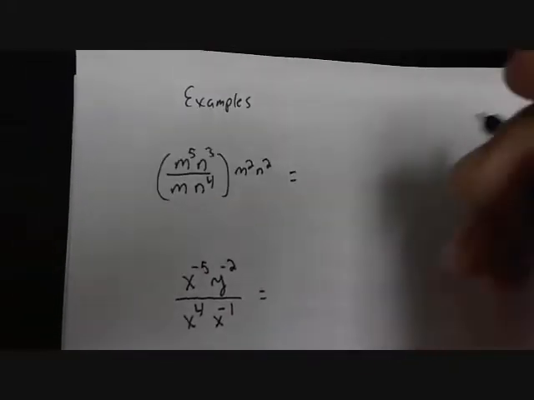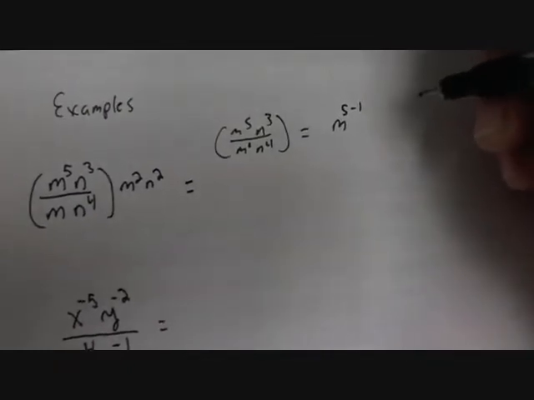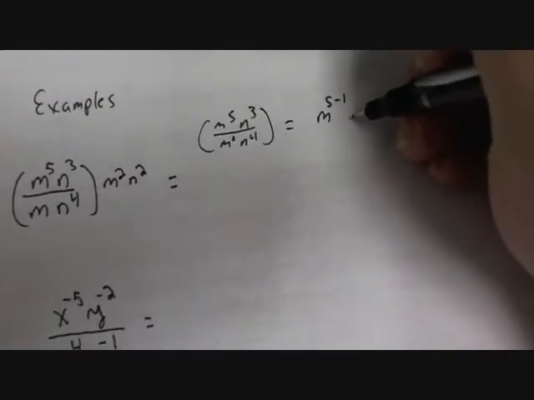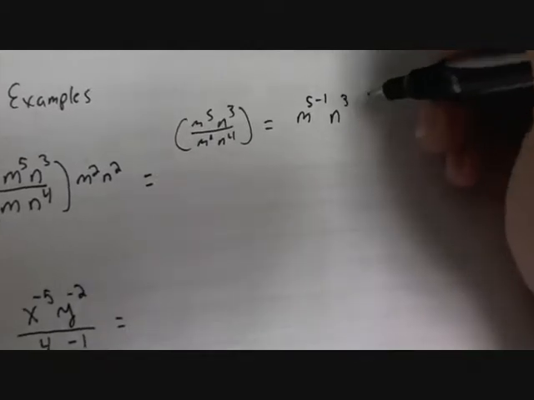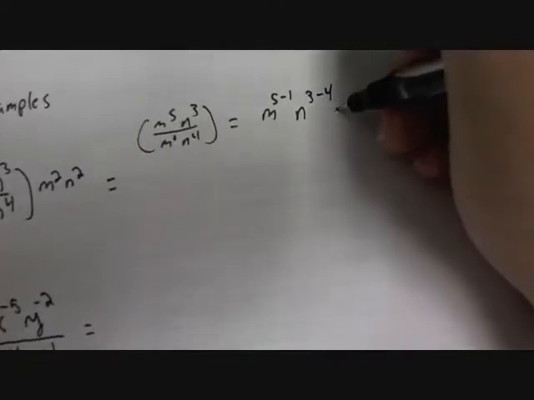Alright, first things first. We always do everything inside the parentheses first. So let's take care of the first one. The first part is m to the 5 n cubed over m n to the fourth. Remember, this is just the quotient. So this is the same thing as saying m to the 5 minus 1, because m is just the same thing as m to the 1, and then n to the 3 minus 4. So now I simplify that.